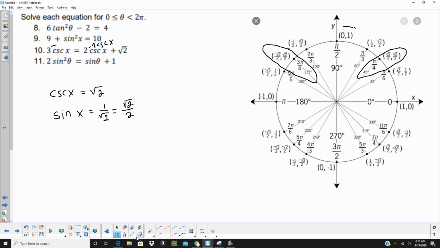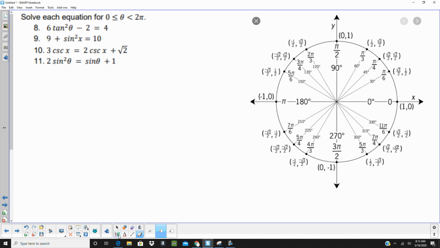Let's go ahead and do the last one on this page. What I notice right away is it is a quadratic, so I need to subtract the sine to the other side of the equal sign and the 1. So I'm going to get 2 sine squared theta minus sine theta minus 1 equals 0.